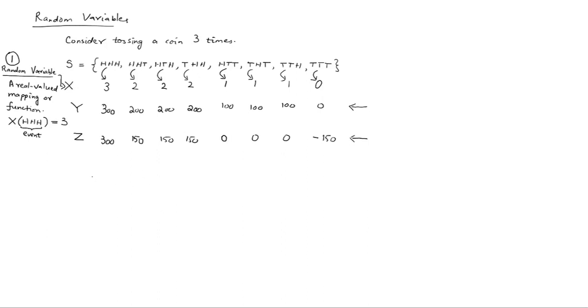Let's take another view. Can you describe this set for me? What is this set? Three tails. Yes, X will take the value 0 whenever you get the outcomes within this set.